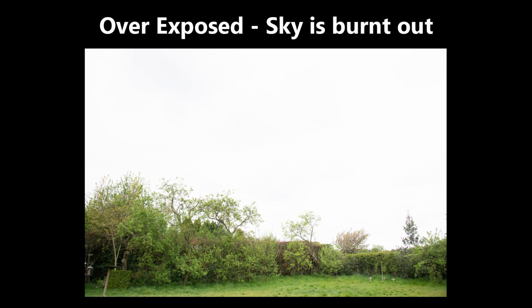You want to try and get detail in the shadows, but you don't want to burn out the highlights, which means the highlights go completely white and lose all detail. In this shot, the sky is burnt out and has no detail. To get the correct exposure, you have to control the amount of light that enters the camera and hits the sensor. Now, this is fairly simple. The more light that enters the camera, the brighter the image. The less light that enters the camera, the darker the image.